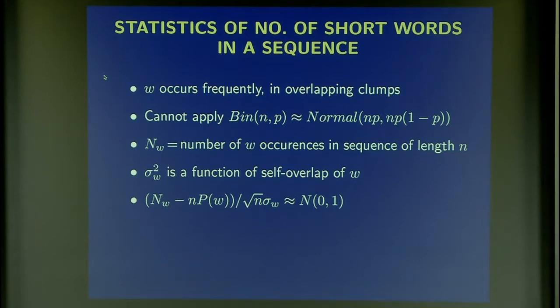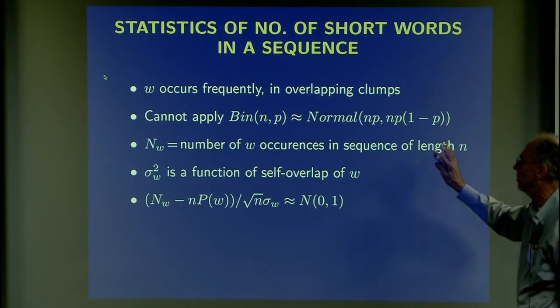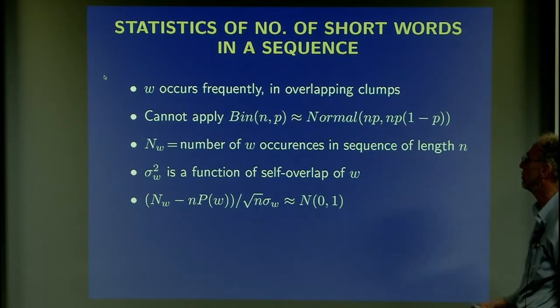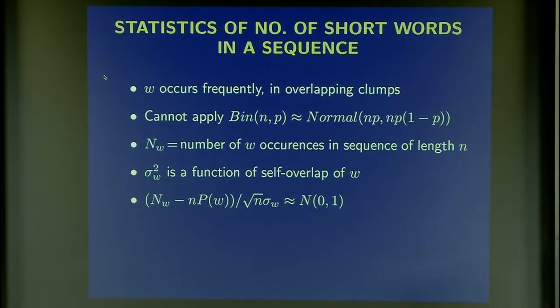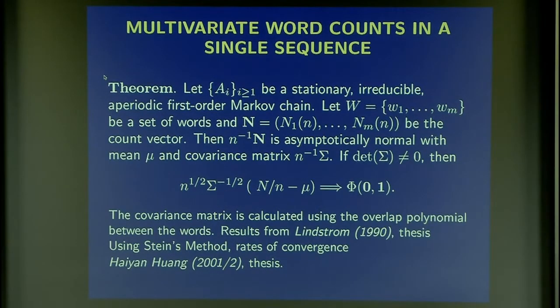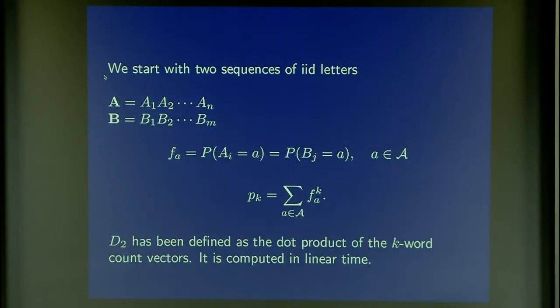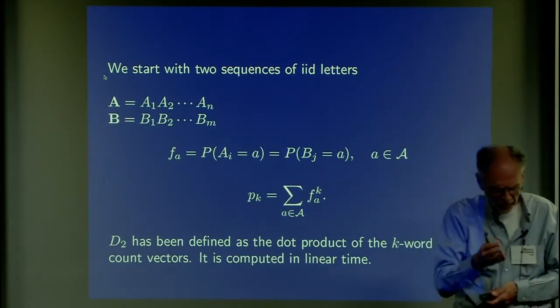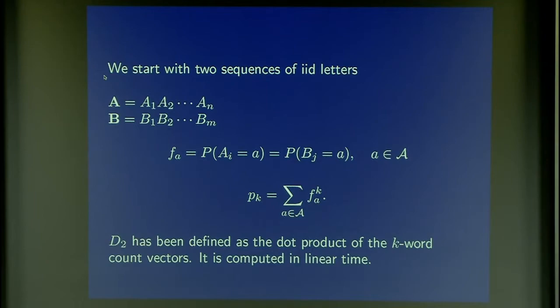So let's go back to counting number of words in a sequence. This is a slide we saw before. We can't use the binomial directly, but we can mess it around and get normal approximation by taking into account the covariance. And this is this multivariate thing. So it fits in a little bit with Dan's statement of looking for fast calculations.